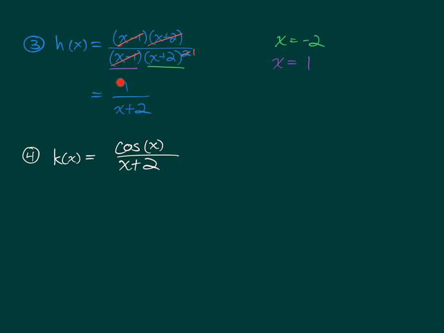And in this simplified fraction, we now do not have this x minus 1 in the denominator. That means x equals 1 is a removable discontinuity. However, there is still an x plus 2 factor in the denominator, which means the discontinuity corresponding to that factor will give you a non-removable discontinuity.